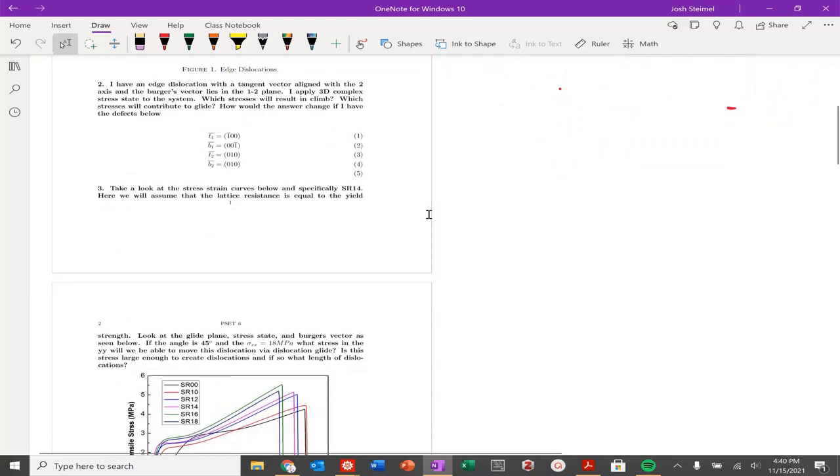Fantastic. So I have an edge dislocation with a tangent vector line with the 2 axis, and Burgers vector lies in the 1-2 plane. I apply a 3D complex stress state to the system. Which stresses result in climb? Which stresses will contribute to glide? How would the answer change if I have the defects below?